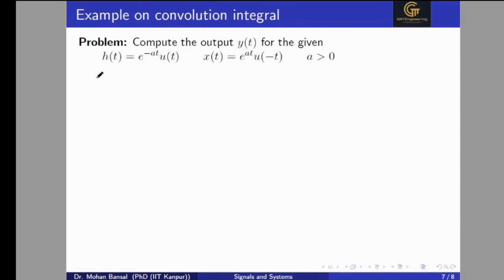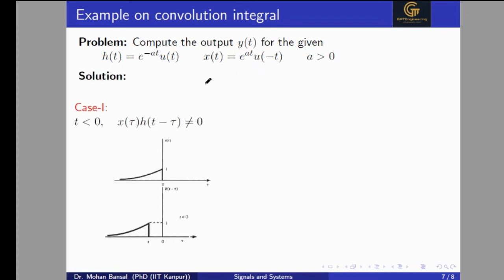Now we will solve one other problem. h(t) is e to the power minus a t u(t) and x(t) is e to the power a t u(minus t), for a greater than 0. In case 1, we consider t less than 0, we will see x(tau) h(t minus tau). x(tau) is defined as e to the power a t u(minus t). u(minus t) means the function is defined for the negative values, and e to the power a t is the rising exponential signal, but the function is multiplied with u(minus t). So that is defined for t less than 0.